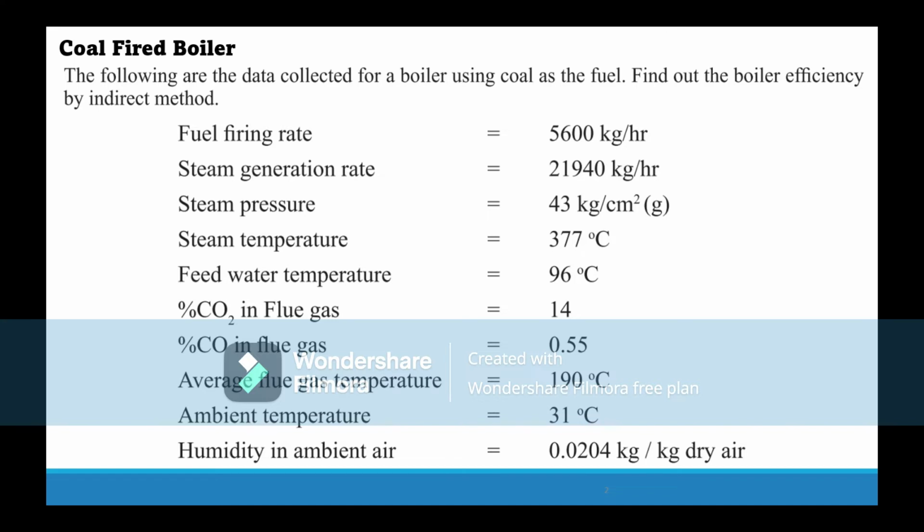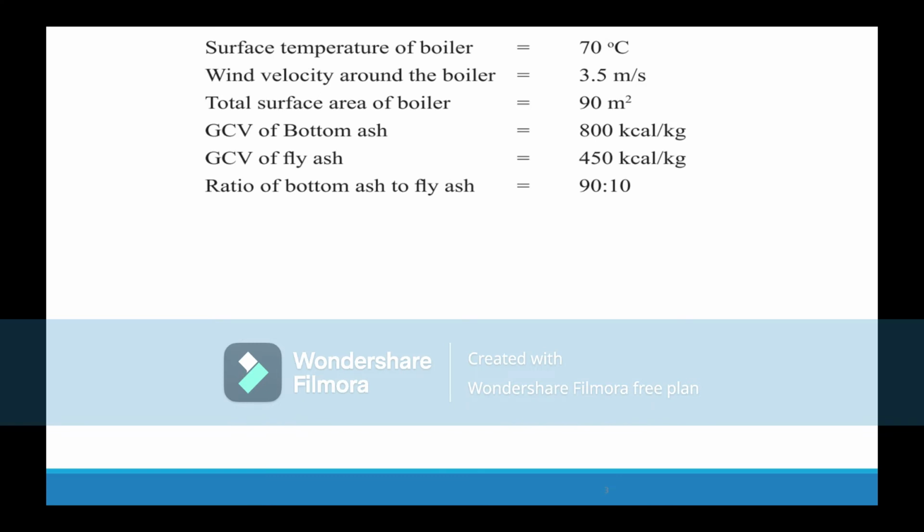Humidity in ambient air, which is nothing but specific humidity taken from the psychrometric chart, is equal to 0.0204 kg per kg of dry air. Then the surface temperature of the boiler is 70 degrees Celsius, wind velocity around the boiler 3.5 meter per second, total surface area of the boiler 90 meter square, gross calorific value of bottom ash 800 kilocalorie per kg, and gross calorific value of fly ash 450 kilocalorie per kg, and the ratio of bottom ash to fly ash is 90 to 100.